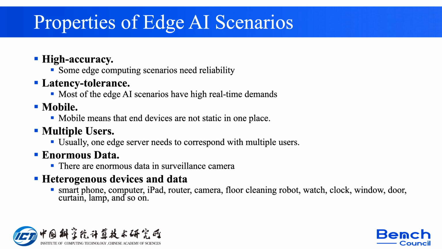Based on our extensive survey, we conclude 6 significant characteristics of edge AI scenarios. This slide shows those 6 properties in specific scenarios. The first one is high accuracy, because some edge computing scenarios need reliability due to their particularity, such as autonomous vehicles.